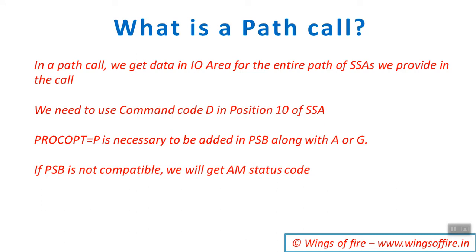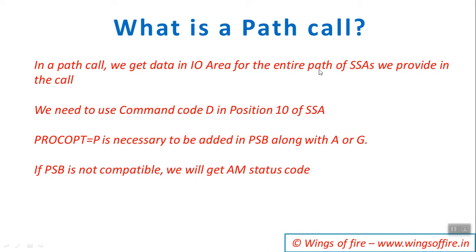We give *D in the level 1, level 2 SSAs. If you give *D in the level 1, level 2 SSAs, all the 3 SSA data will be in the IO area. So make sure the IO area is big enough to hold all the 3 data. And suppose you give one *D in only level 1, and there are 3 SSAs, then level 1 data will be there, and then the level 3 data will be in the IO area.